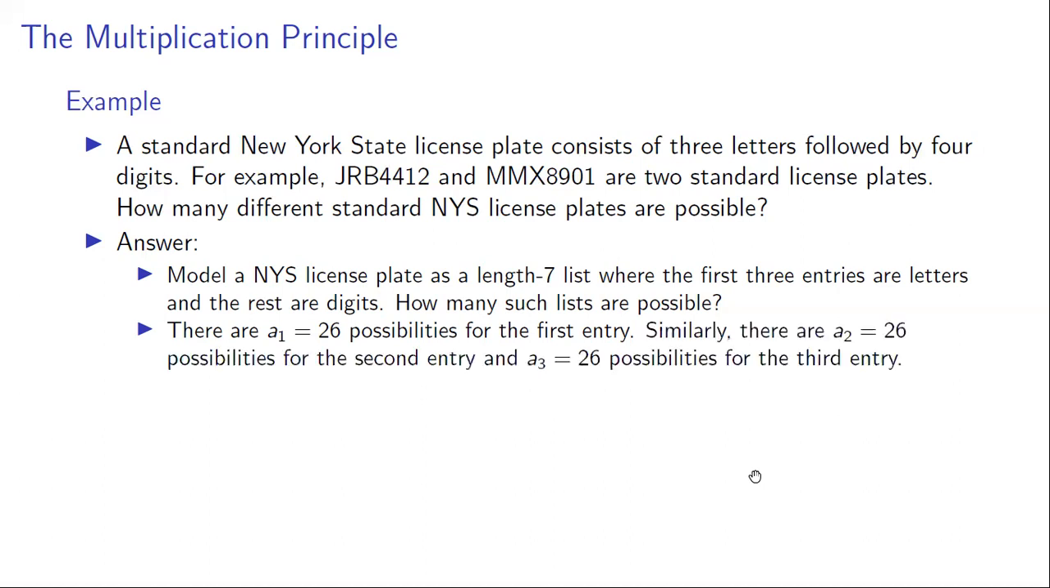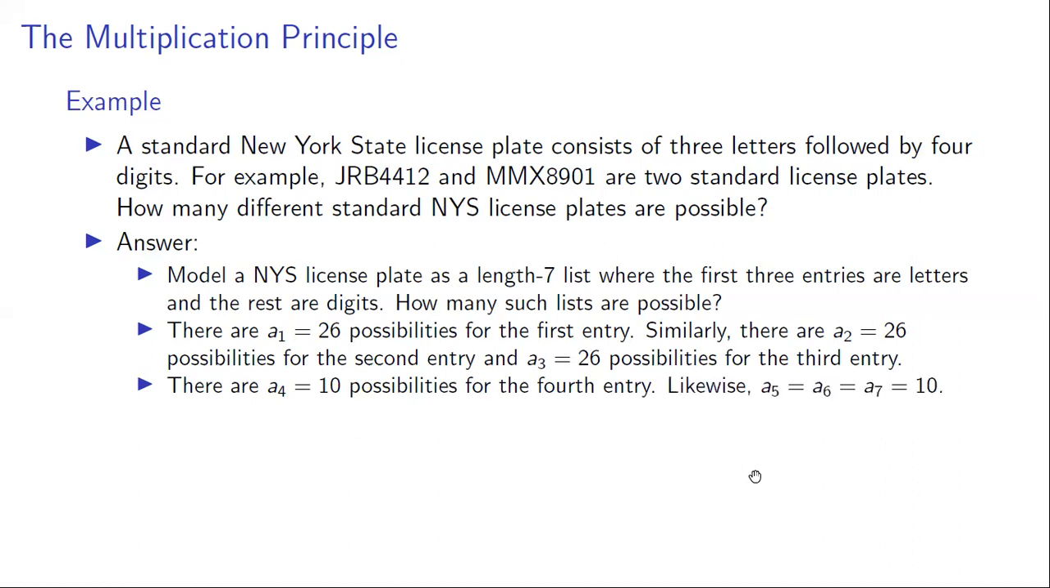So that's A1 in this example. Similarly, there are 26 possibilities for the second entry, so that's our A2. And then there are 26 possibilities for the third entry, so that would be our A sub 3. So those are the possibilities for each of the first 3 entries. For the fourth entry, there are 10 different possibilities, and that's our A4. A4 is 10 because it could be any digit, 0 through 9.